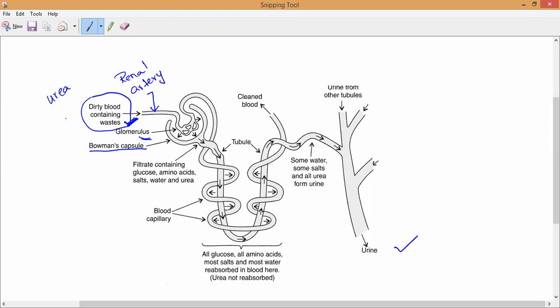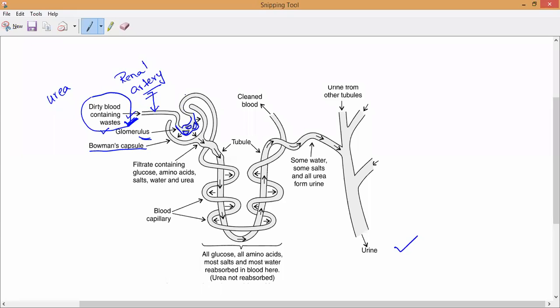So the dirty blood containing waste like urea is brought by the renal artery, which enters which part? Glomerulus. Do you understand all of you? This one, from here to here, is what we should call the glomerulus. In the middle you can see empty spaces; that is the filtration unit. So the dirty blood containing waste like urea is brought by the renal artery to the glomerulus.